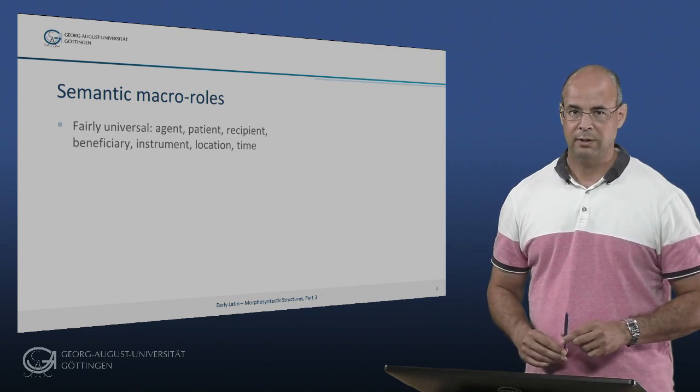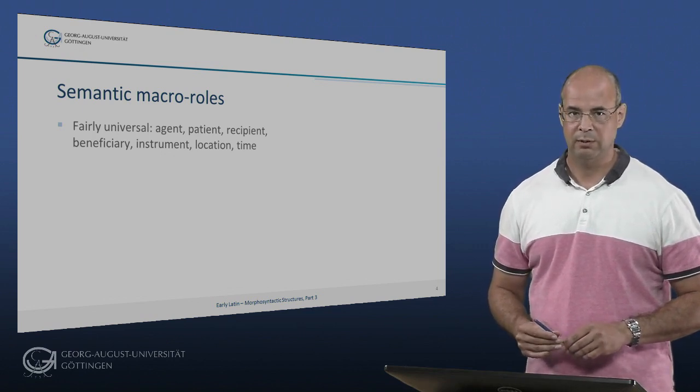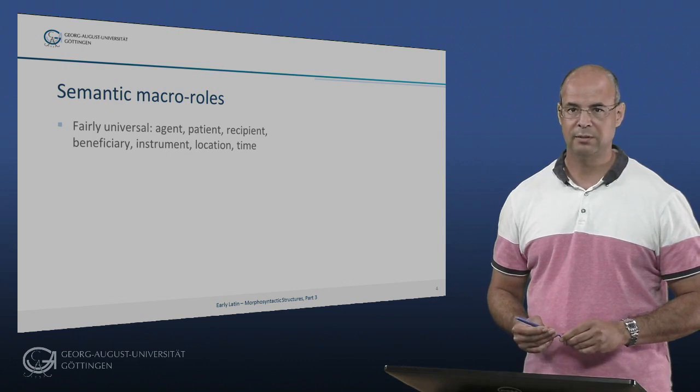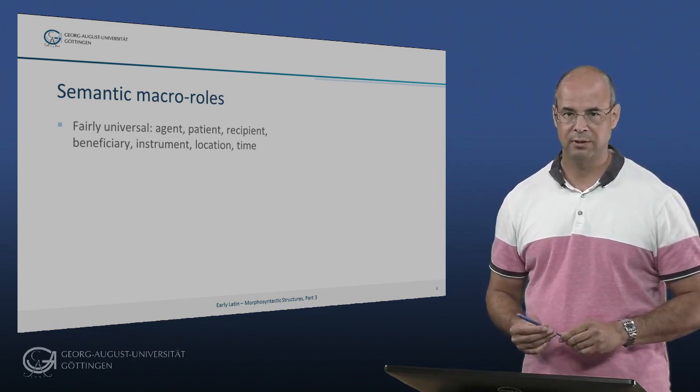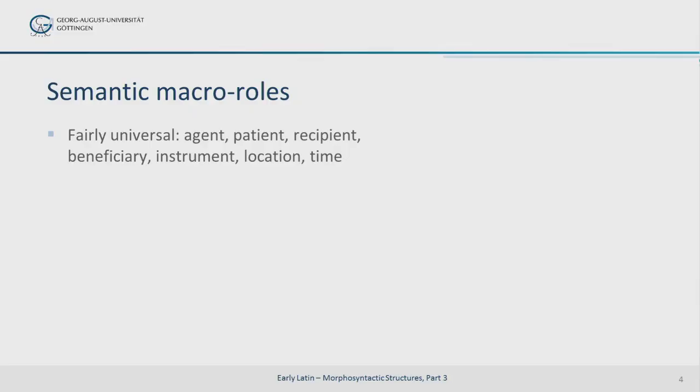These semantic roles differ from verb to verb. It would be uneconomical to mark every semantic function differently. Languages typically group a number of minor functions together under macro roles such as agent, patient, recipient, beneficiary, location, and so on.